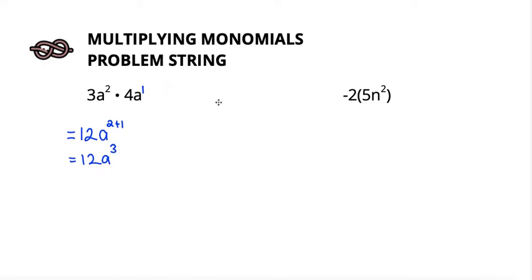Let's take a look at the second example. Also be aware of our laws for multiplying and dividing positive and negative integers. So a negative times a positive integer gives us a negative answer. So we start with our coefficients. Negative 2 times 5 is negative 10. And because we only have one power, we can just write our n squared at the end. And there's nothing more that we need to do with that power, that variable term.